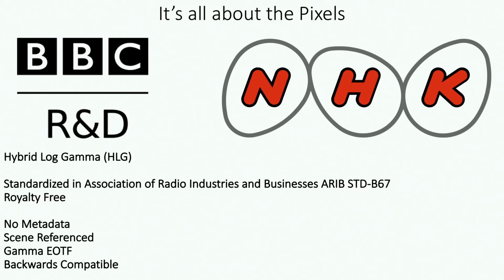So for HLG, HLG was primarily designed by BBC and NHK, and their intent for the format was to have an HDR format that was backwards compatible with SDR. So they didn't want to broadcast 2 signals. In the early days of HDR, we were still talking about this in terms of broadcast standards. So both the UK and Japan wanted to broadcast a single signal that would work with both new HDR TVs as well as older standard dynamic range TVs. And hybrid log gamma was the solution.